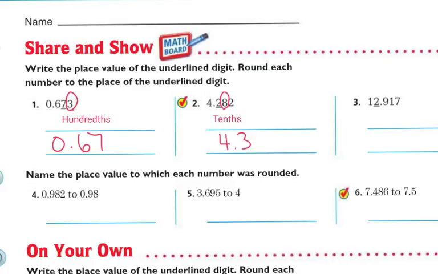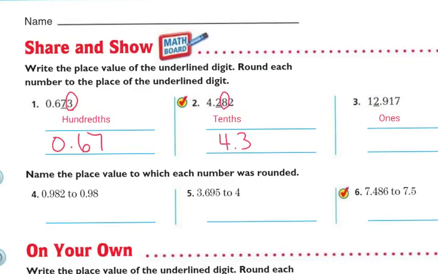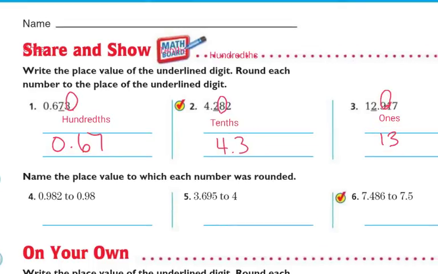On the next problem, I have 12 and 917 thousandths. The number that's underlined is the 2, and it's in the ones position. Okay, so as I'm looking, that means if I'm looking in the ones position, I'm looking in the tenths to see if it has enough power, and it is a 9. 9 does have enough power because it's greater than 5, so that means instead of 12 ones, I'm going to have 13 ones.